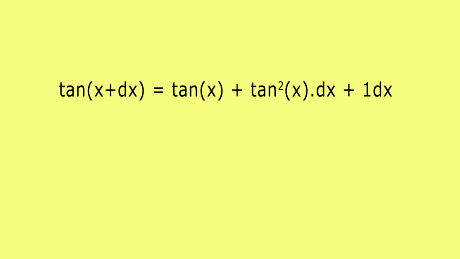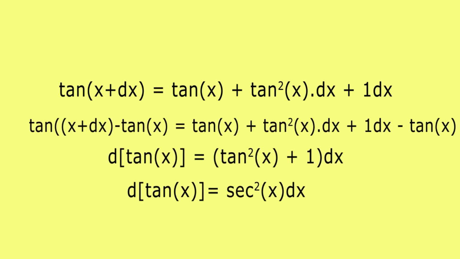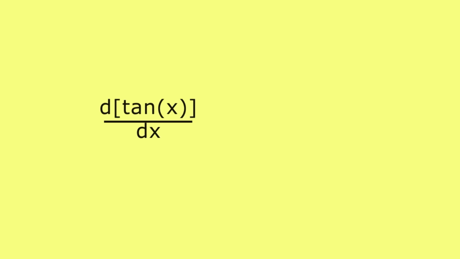Combining the simplified terms, we obtain tan x plus dx, with the isolated changes as tan x plus tan squared x times dx plus 1 dx. Removing the original tan x value leaves us with only the change, d tan x, which simplifies to secant squared x times dx. Finally, taking the ratio of the functional change, d tan x, to the angular change, dx, gives the derivative: secant squared x.